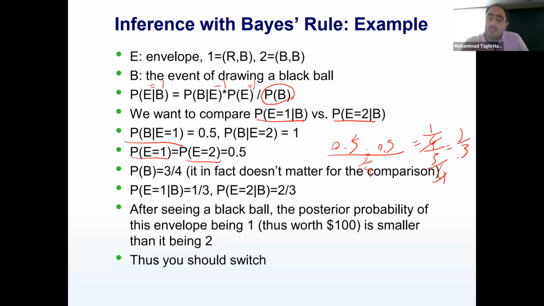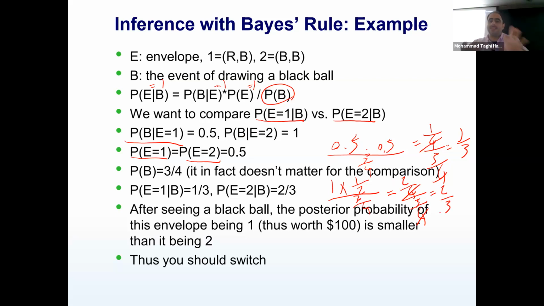What about the probability of E equal to 2 conditioned on B? The same calculations. The only thing is that you need to change the probability of E equal to 2. In this case, it would be the probability of B conditioned on E equal to 2, which is 1, times the probability of E equal to 2, which is half, over the probability of B, which is 3/4. So this would be equal to 1/2 over 3/4. I can write it 2/4 over 3/4, and then you cancel out, and it would be 2/3.